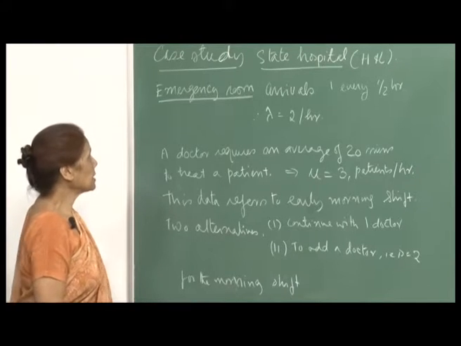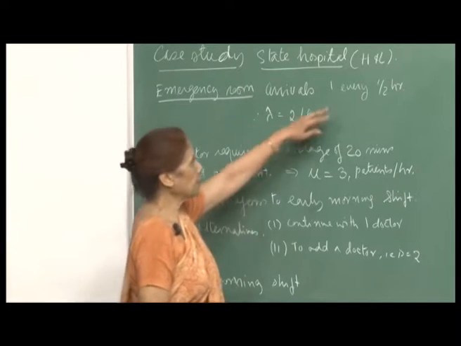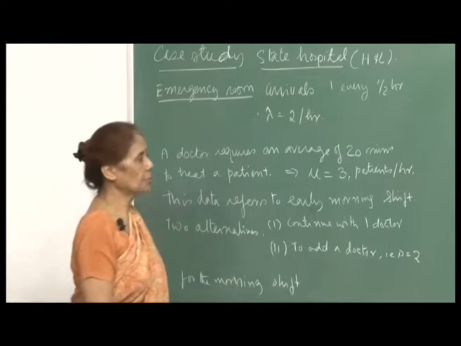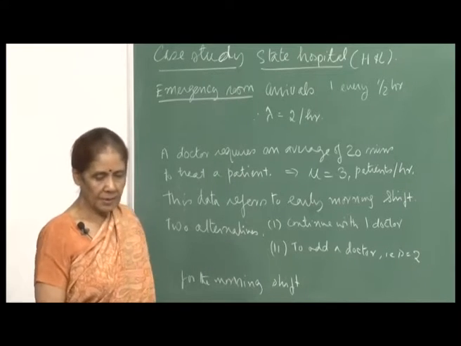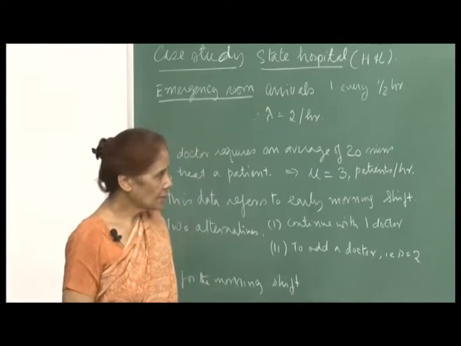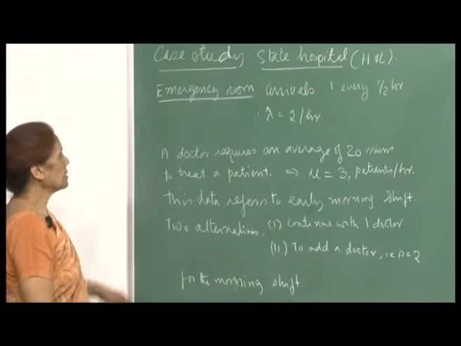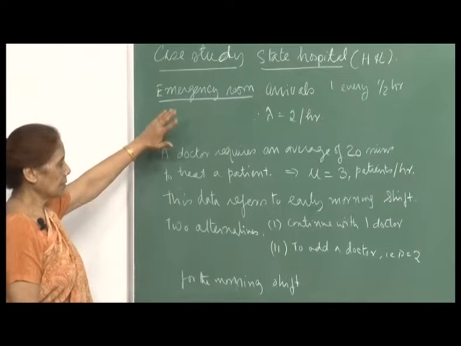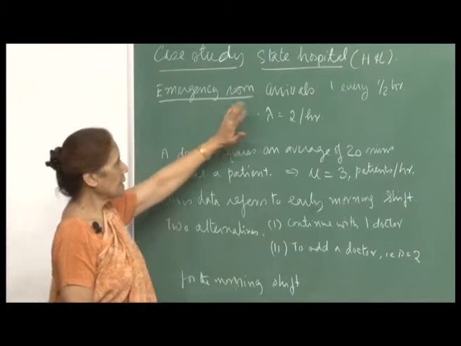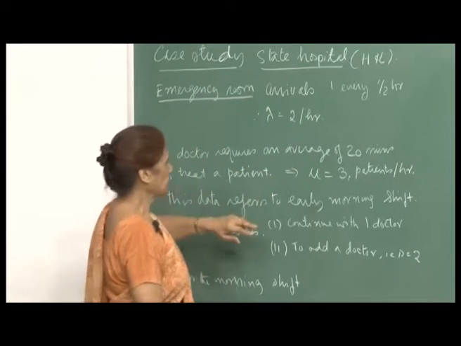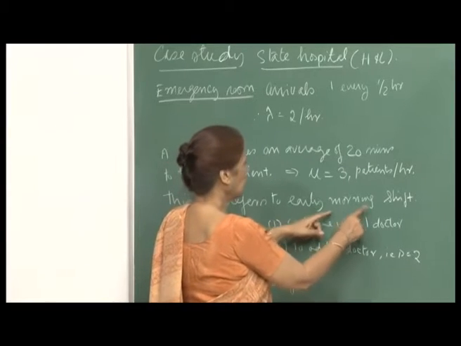I have taken this case study from the state hospitals in the US, from the book by Hillier and Lieberman. Again, this reference will be given at the end of the course. The state hospitals in the US are called county hospitals. The data was collected from a county hospital, and the emergency room is considered, because that can be modeled really well. We are considering the early morning shift.